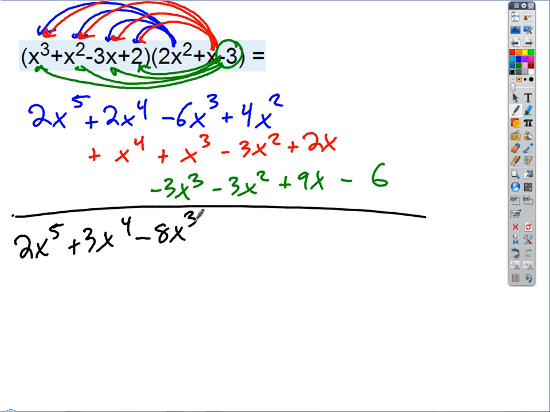minus 2x squared plus 11x minus 6. You got that one, right? Okay, questions? That was big. It is. Those are time consuming.